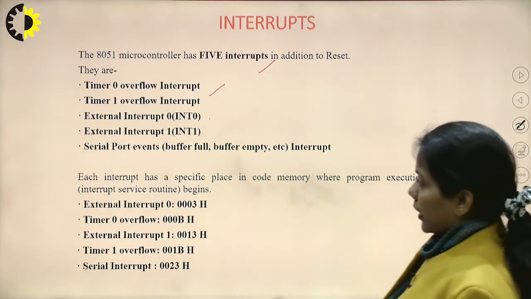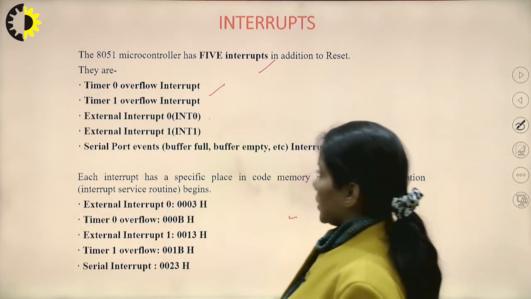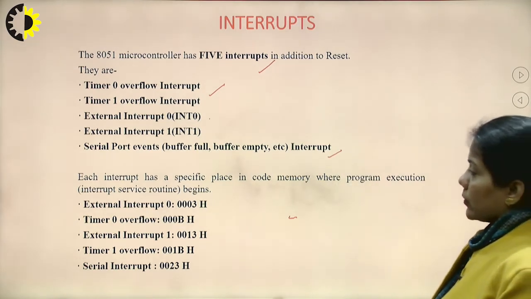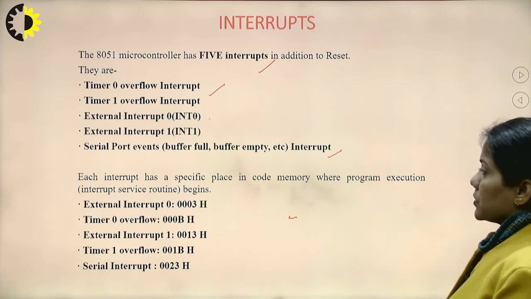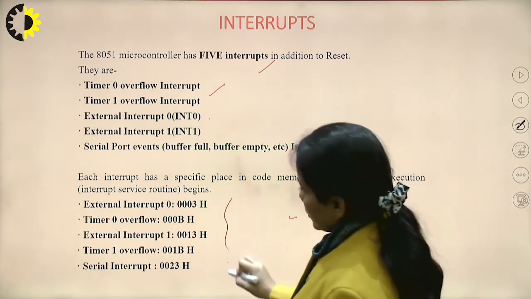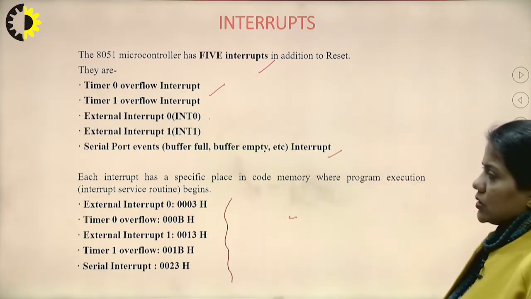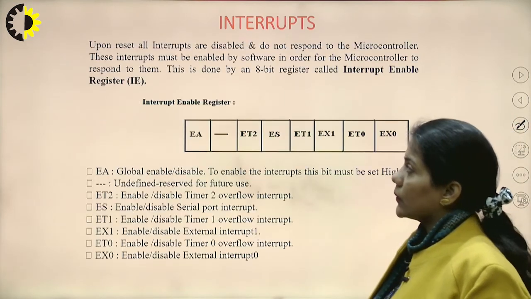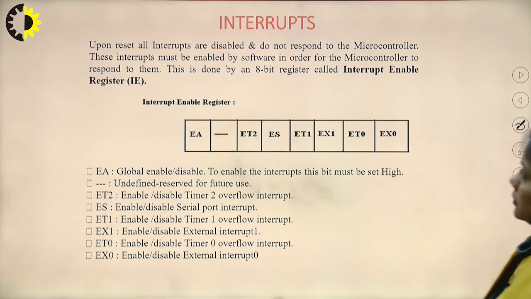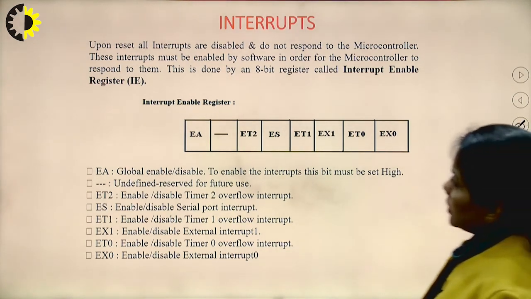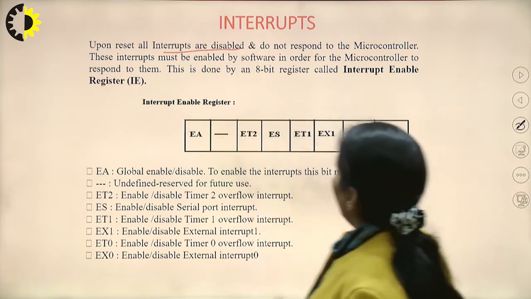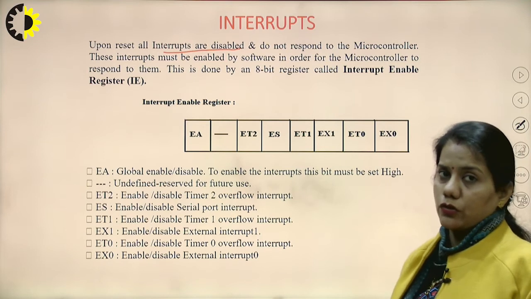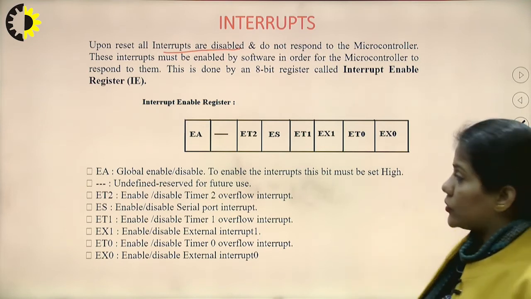external interrupt 1, INT1, serial port's event, that is buffer full, buffer empty, etc. interrupt. Each interrupt has a specific place in code memory where the program execution begins. So we can see the corresponding address locations of these interrupt routines. So on reset, all these interrupts are disabled and do not respond to the microcontroller. These can be enabled by the software in order for the microcontroller to respond to them.